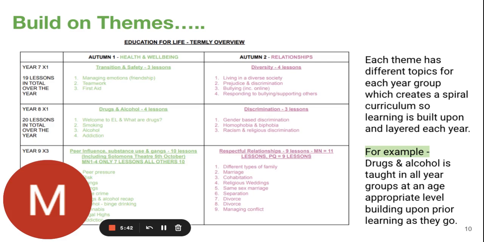Each theme has different topics for each year group, which creates a spiral curriculum. This means that learning is built upon and layered each year. For example, drugs and alcohol is taught in all year groups at an age-appropriate level, building upon prior learning as they go. As you will see from this termly overview, in year 8, they will start with drugs, but then in year 9, they will build upon this, creating that layered learning.